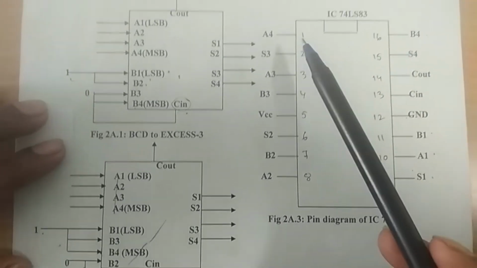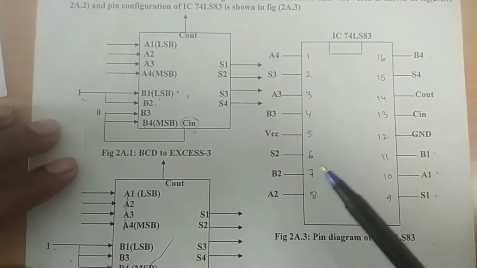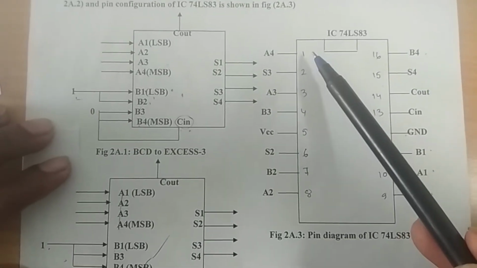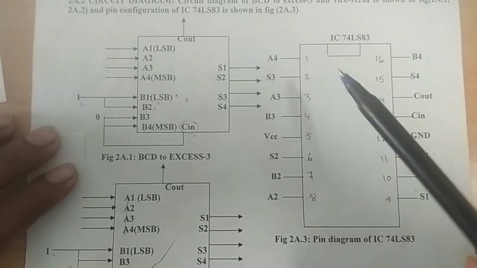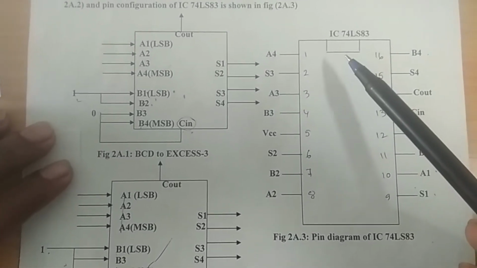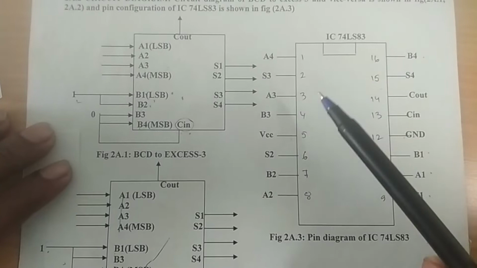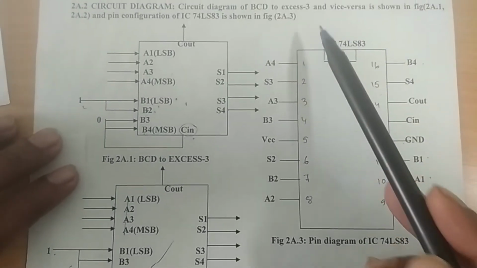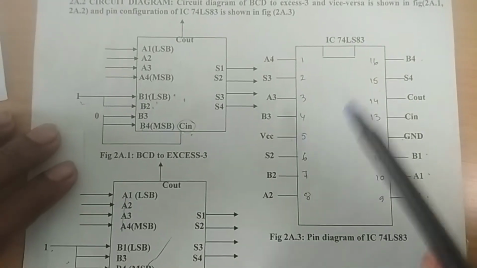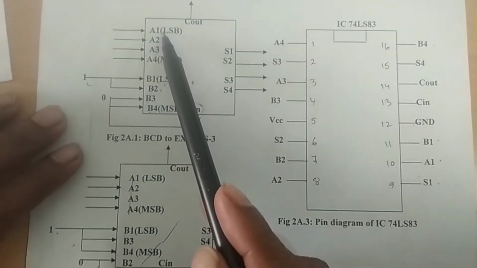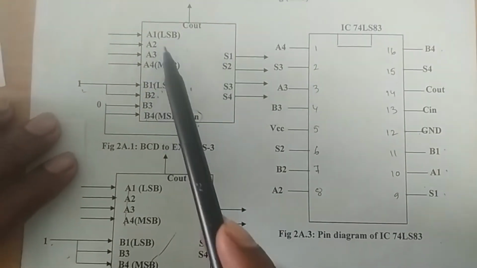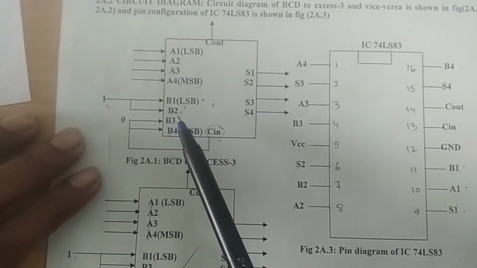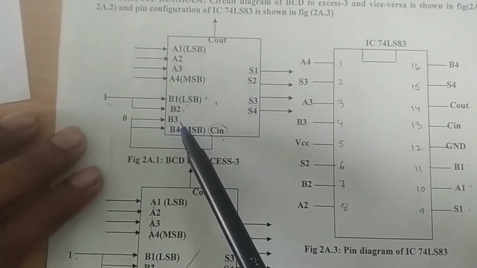You see, here the inputs are A1, A2, A3 and A4. Actually, this IC is an adder IC where two 4-bit data are added. These A1, A2, A3, A4 are the 4 inputs, and another 4 inputs are B1, B2, B3, B4.